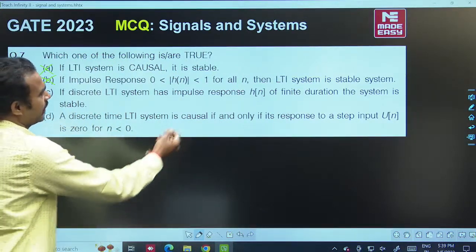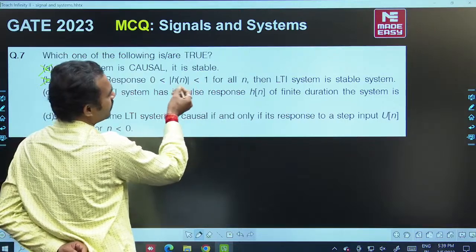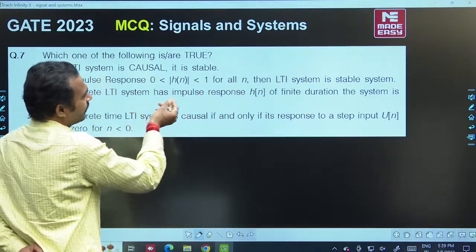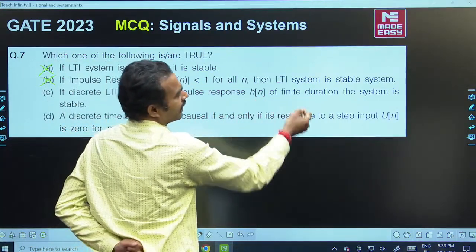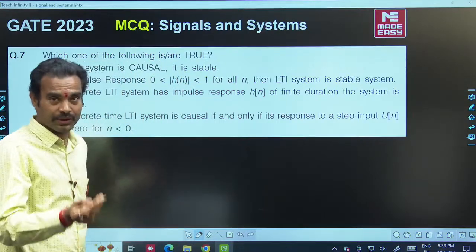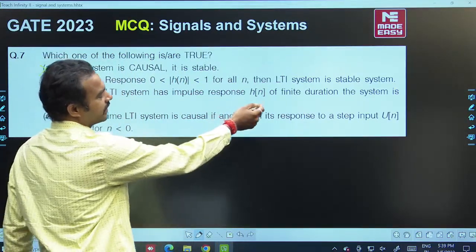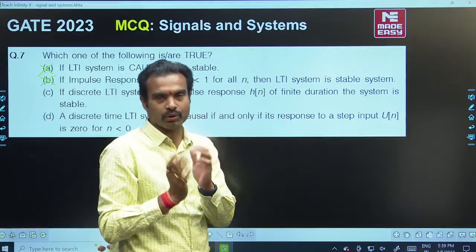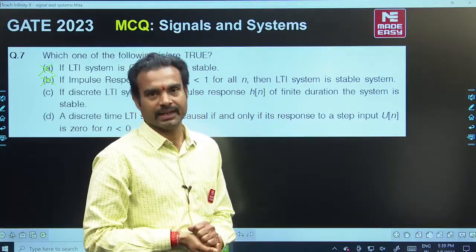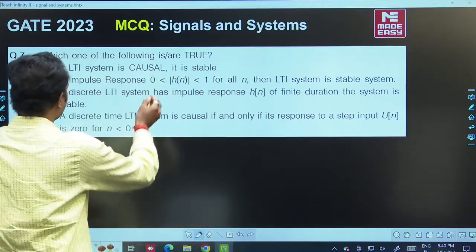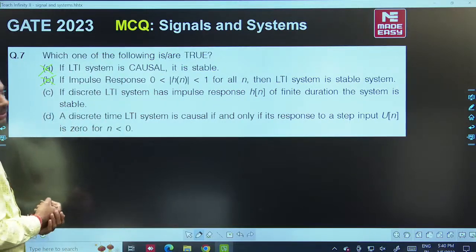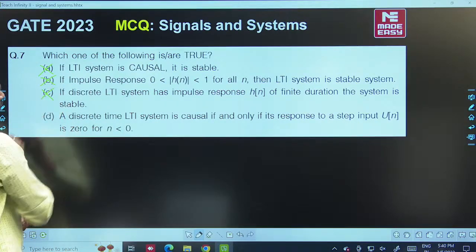See, he was telling here that mod h of n must be finite, and if the impulse response h of n is of finite duration, he was talking about the finite duration only, but not about the amplitude case here. Then once again we cannot guarantee that it must be stable. Okay, so this will also be a wrong statement.